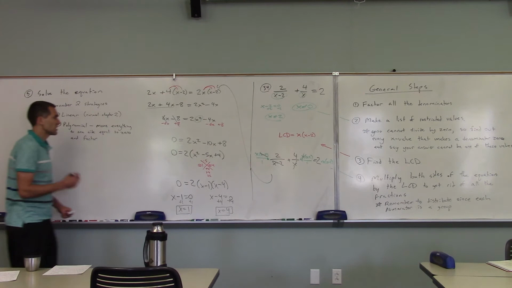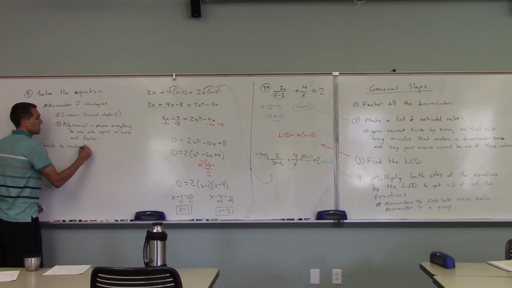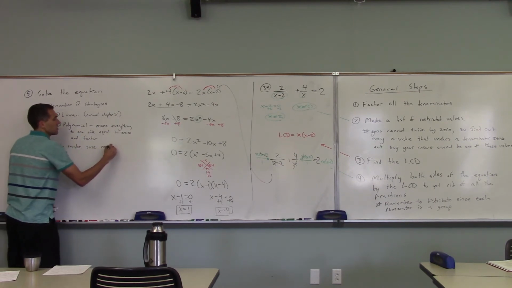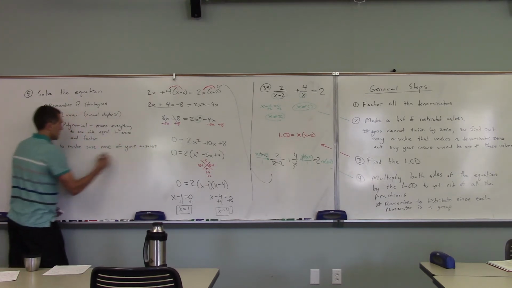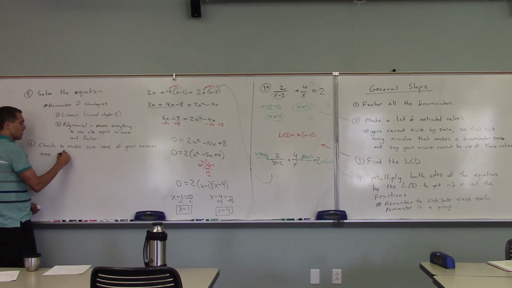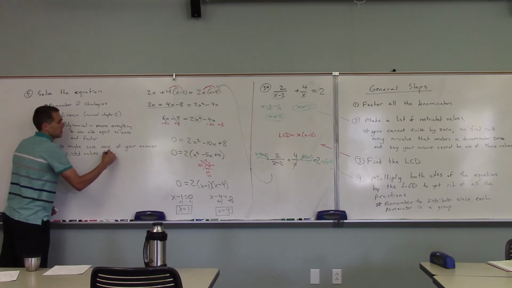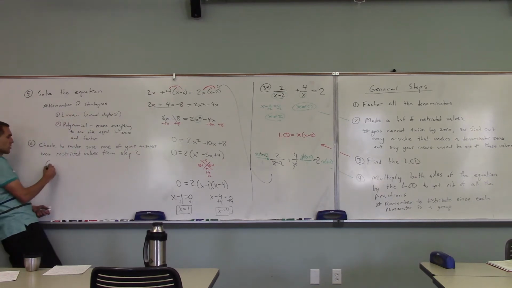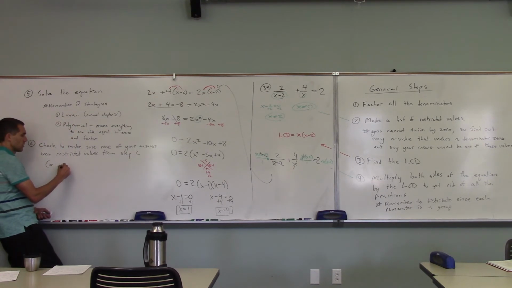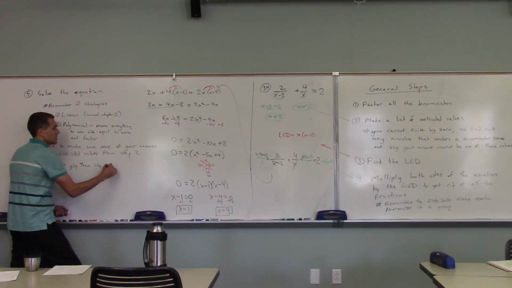So 2 possibilities. The last step is check to make sure none of your answers were restricted values from step 2. Or another way to think about that is just plug them into the original equation.